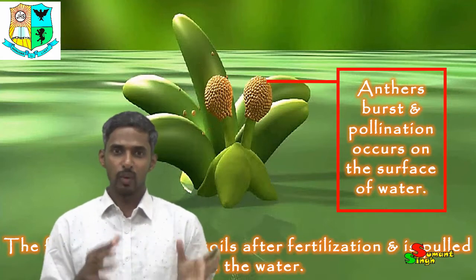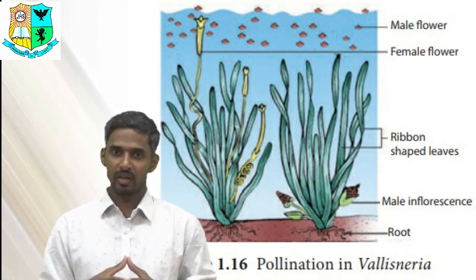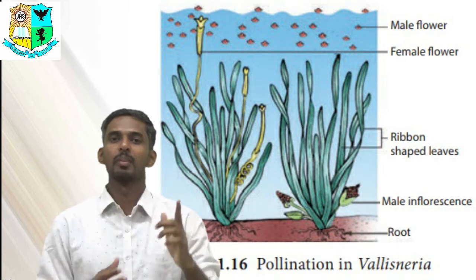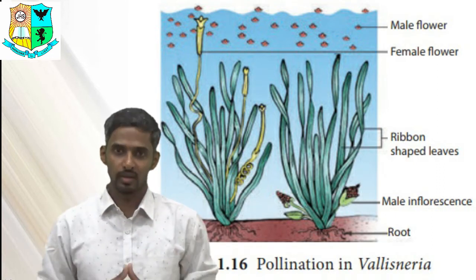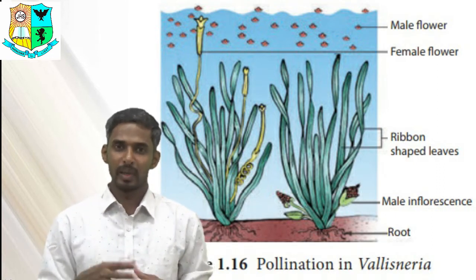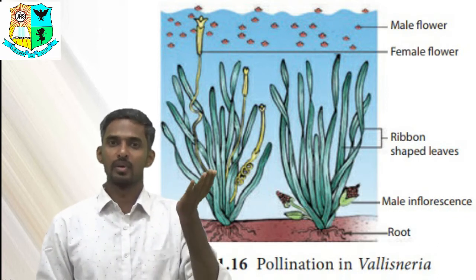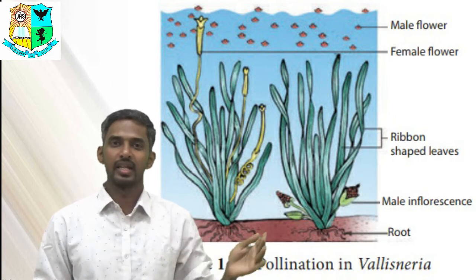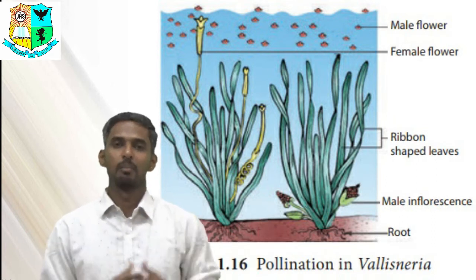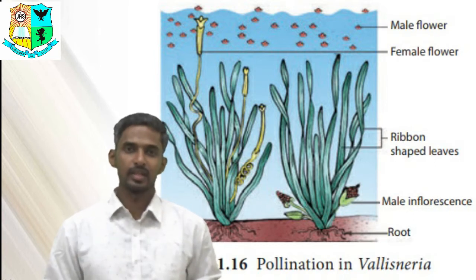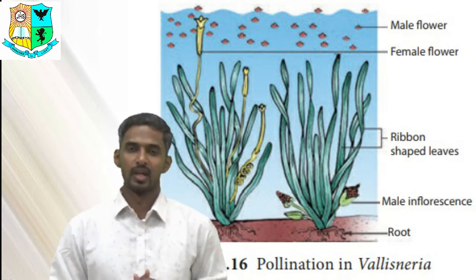And therefore in Vallisneria, the female flower sends out the stigma along with the style, and the stigma reaches the surface of the water, and then the male flower releases the pollen grain, and this pollen grain comes up with the water current, and in the flow they may reach the stigma and fertilization takes place. This is in fresh water.